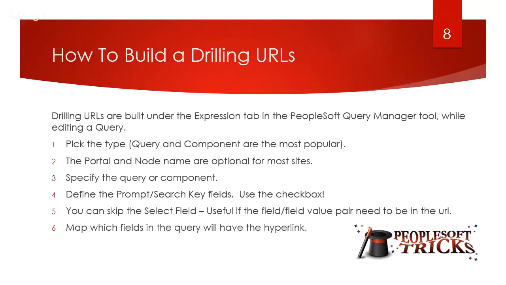And then you can skip the select field. That's something if you ever need to do a value pair, and you'll see that on the screen in a moment. And then the last one is you map which field in the query will have the hyperlink.